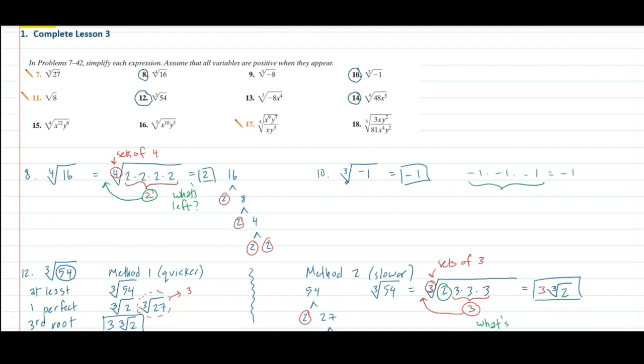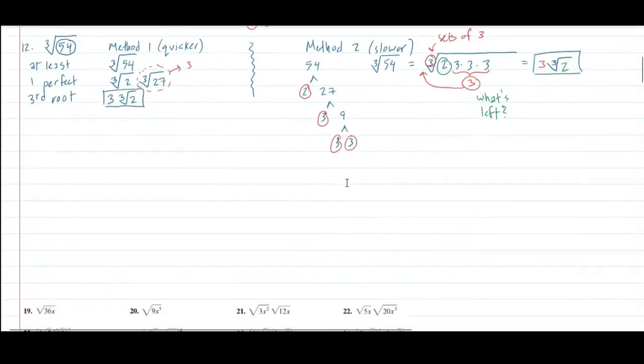Okay? So the fourth root of 48, x to the power of 5. Number 14 says the fourth root of 48, x to the power of 5. You're welcome to pause this video and try to do this by yourself, inshallah. But here is the quicker way to do it. I'll call it M1, right?